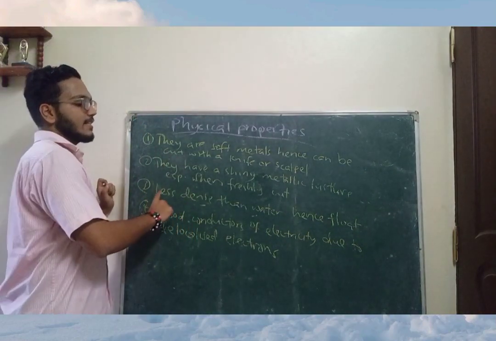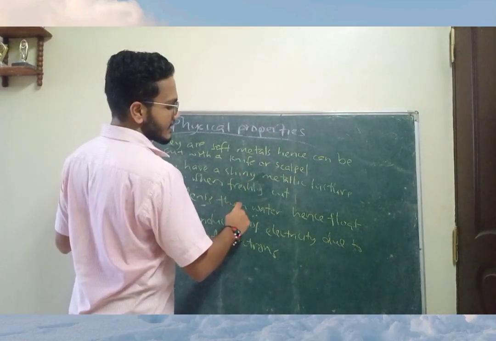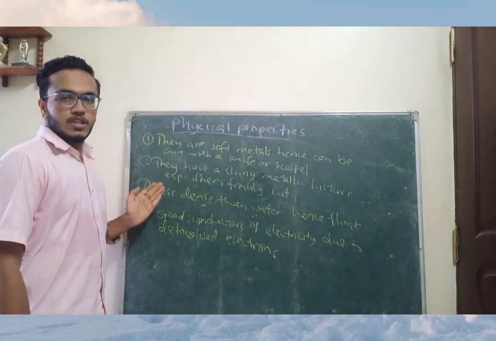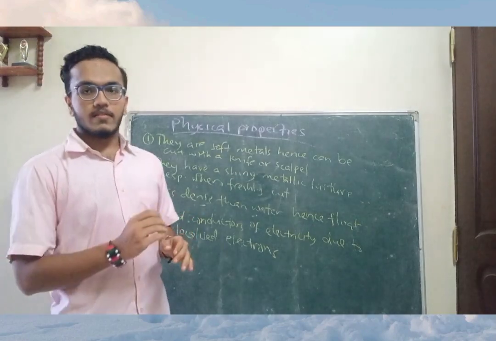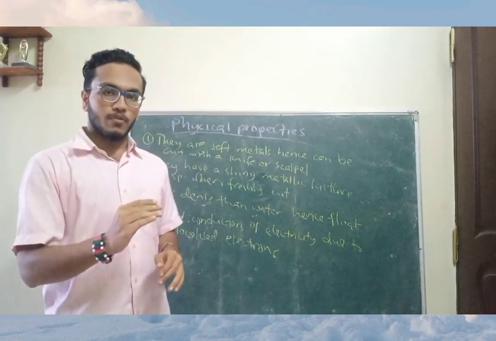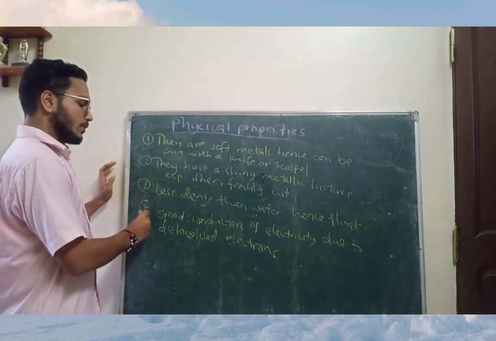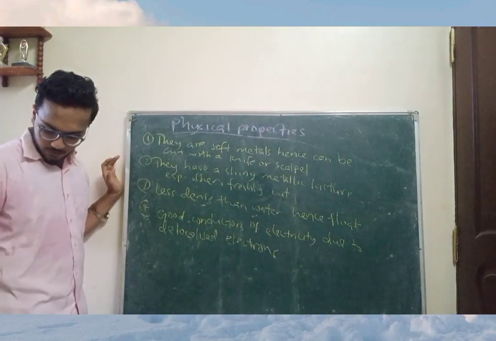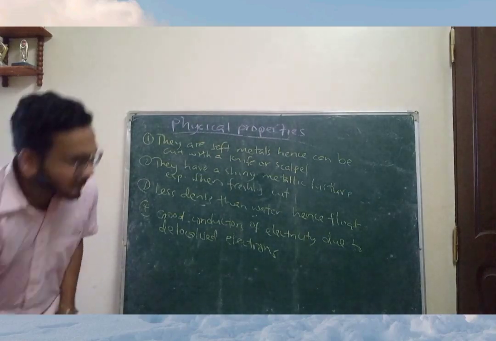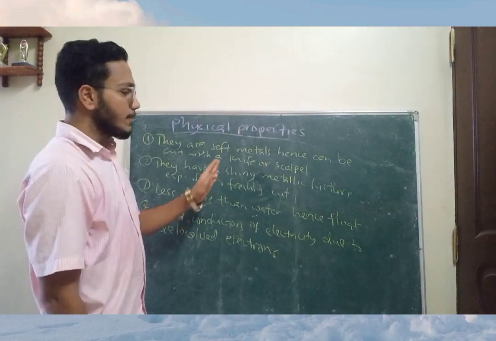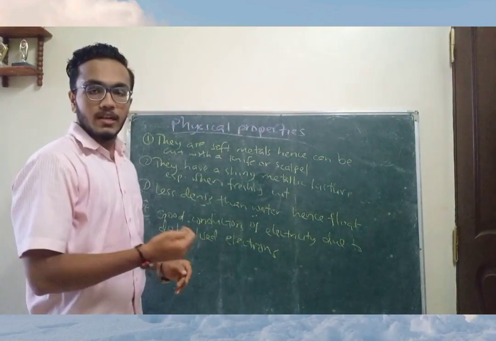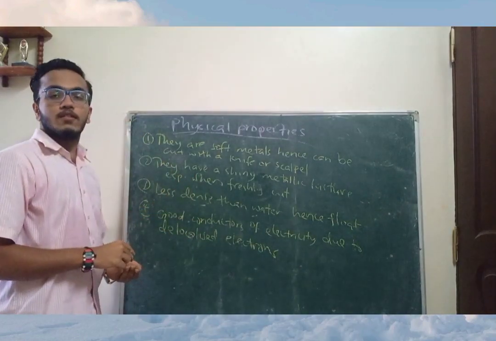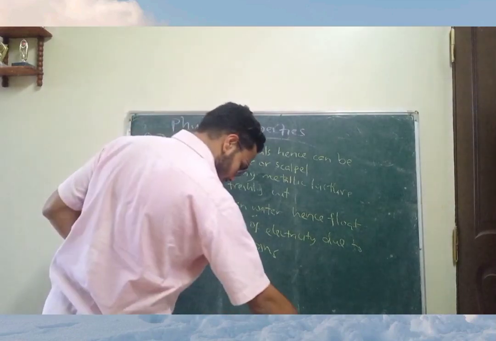Number 3, they are less dense than water, hence they float. Sodium, potassium, lithium, they are less dense than water, hence when you put them in water, they will float and dart on the surface. Number 4, they are good conductors of electricity due to presence of delocalized electrons. Sodium, lithium and potassium, alkali metals, have delocalized electrons. As we saw, the valence electron also, hence they are good conductors of electricity.